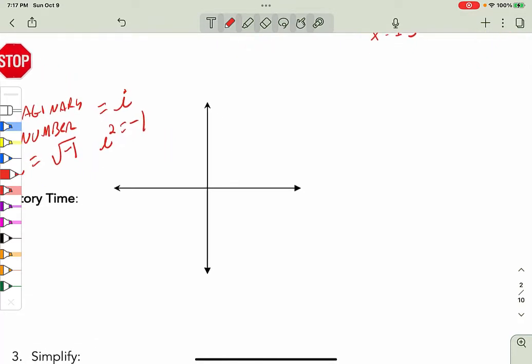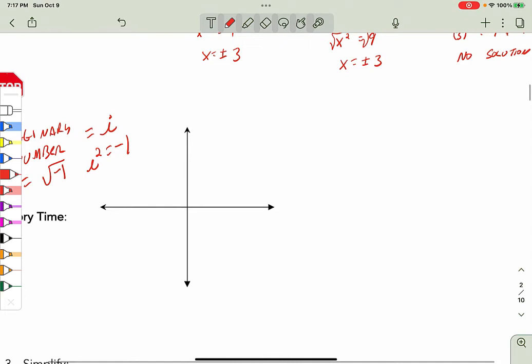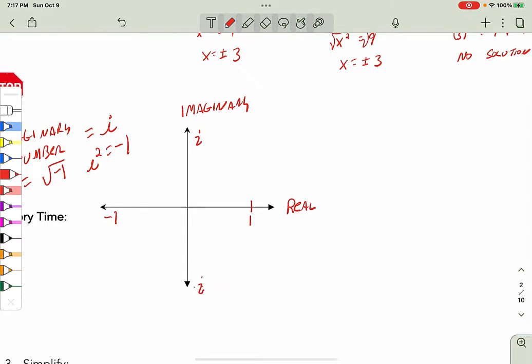Let's go ahead and look at it on a graph. So where before I had x and y axes, now I have real and imaginary axes. So for example, here I might have 1. Here I'm going to have I. Here I'm going to have negative 1. And then down here I'm going to have negative I.